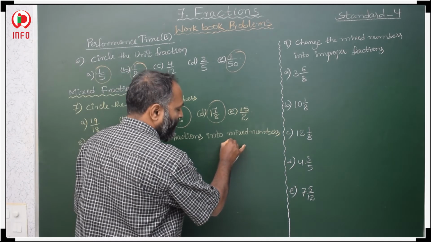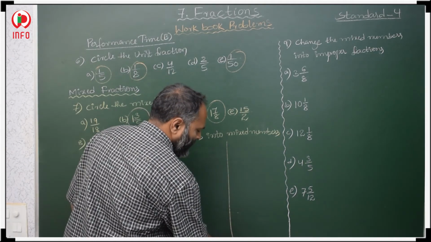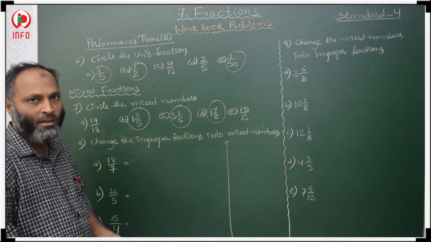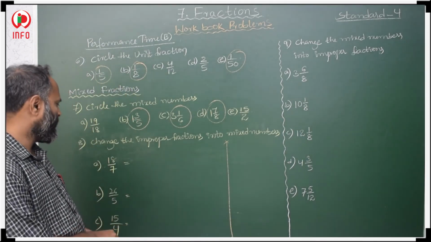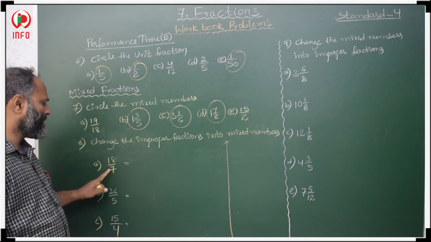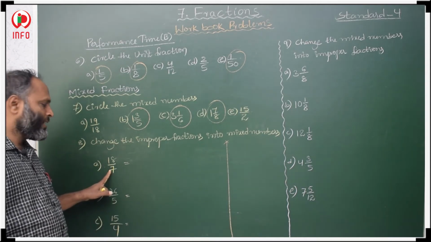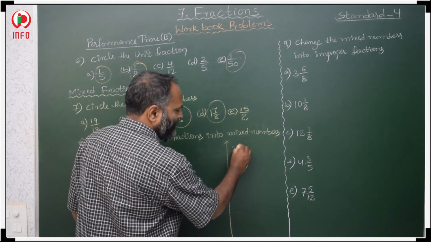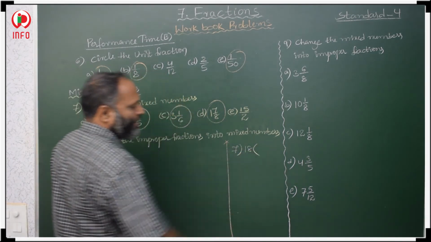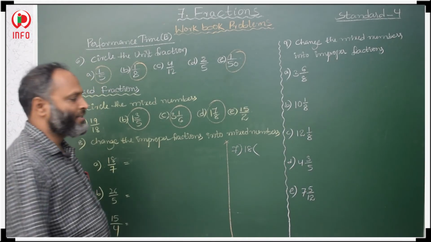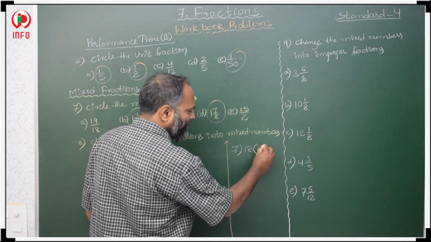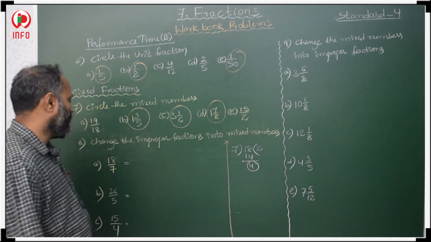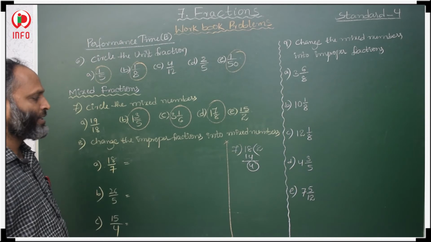Whenever we are converting improper fractions into mixed fractions, we have to make a rough column first. Then what do we have to do? Take 18 by 7. This is the denominator, and the denominator divides the numerator. That means 7 divides 18. In the 7 table, 7 twos are 14, and the remainder is 4. Then how do we write 18 by 7 as a mixed fraction?